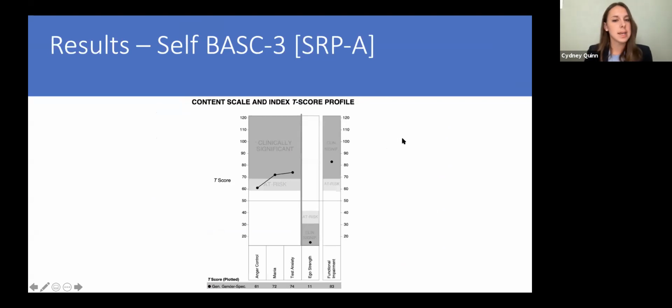And then within the content scales, Sam's scores fell in the high clinically significant risk for mania, as well as for test anxiety. And then ego strength was very, very low, as well as functional impairment was clinically significant as well. So overall, Sam's reporting a lot of concerns across multiple composites.